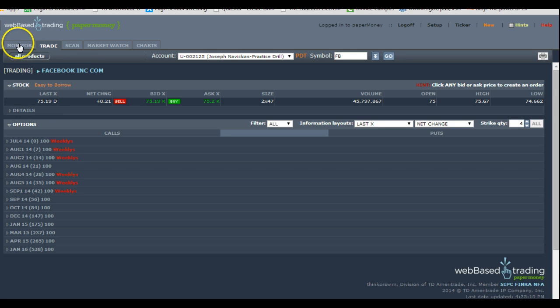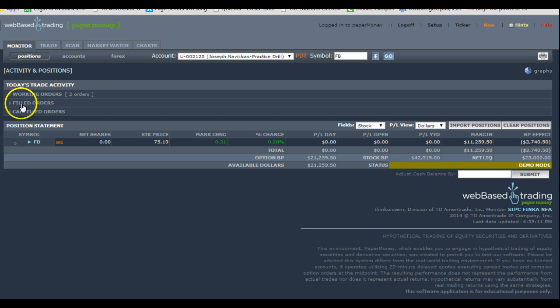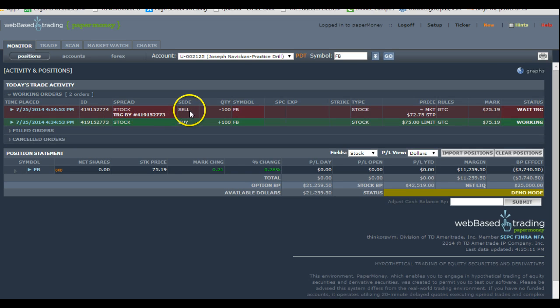So where we want to go here is working orders, and there's the buy and then there's the sell. So that's it. That's what you want to do here, and good luck. What you want to do over the next couple of days is make some trades. Focus on stocks that are having an upward movement, and we'll next focus on putting orders in when we're looking to short stocks.